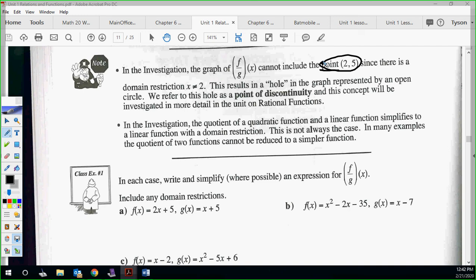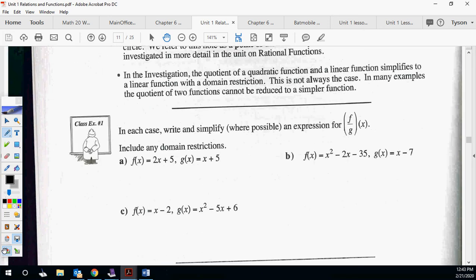Since x is not 2, it's a line with a hole in it, so the y value of 5 never happens either. Your range gets changed a little bit as well. So your domain would be x can't be 2, and your range can't be 5. Does that make sense? That's because it's linear. And that's what we're going to talk about here a little bit. All right, let's look at these.